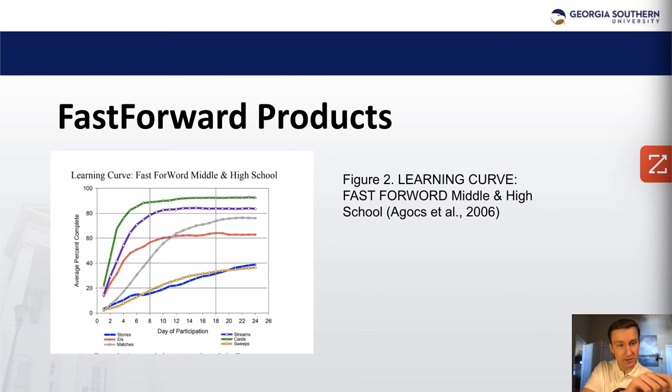If we pay attention to this specifically, this red line on the graph, we can see that over the period of time as students practice these matching games, their ability to complete the matches increases and reaches a steady state. So we can see that as the days of participation increase, the average percent complete also increases and reaches a stable state.